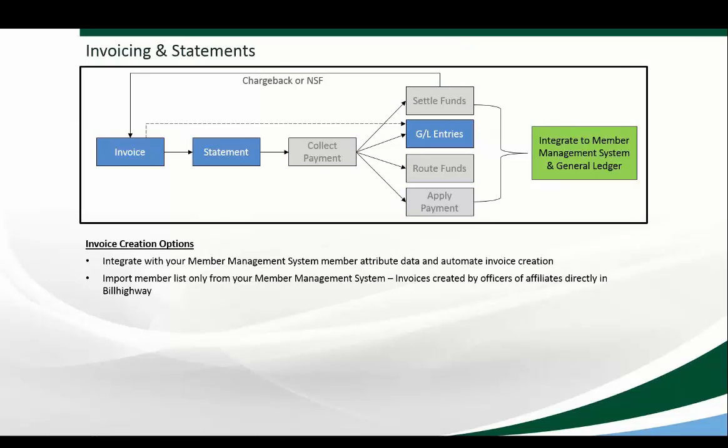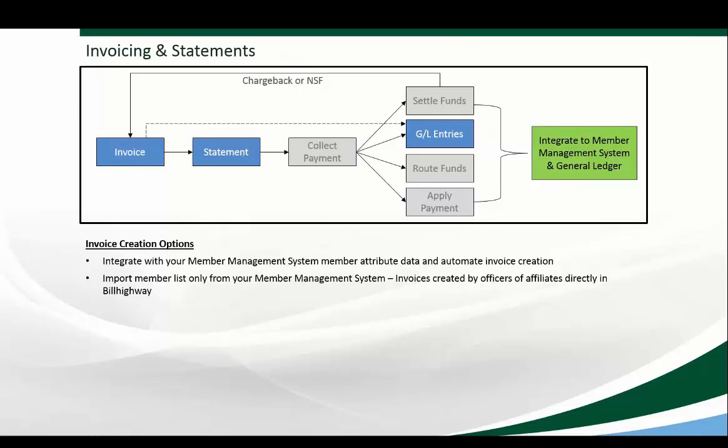When we get into invoicing and statements, the way that this works is Billhighway creates behind the scenes what's called an invoice, and that has all of the line item detail of what a member is being charged for in their dues payment. From there, we book the associated general ledger entries, the associated accounts receivable, and so forth, and those can be integrated to your external general ledger as well.